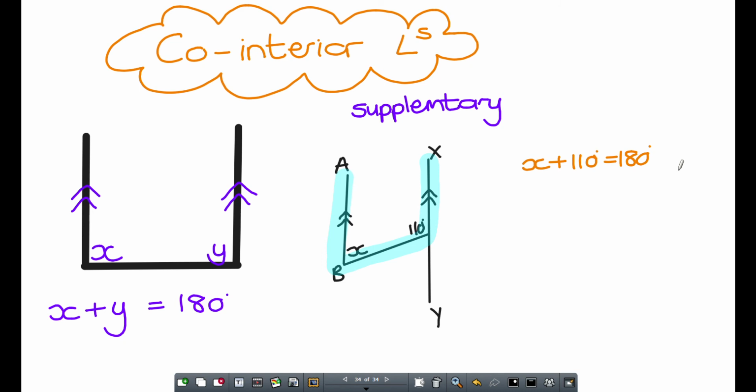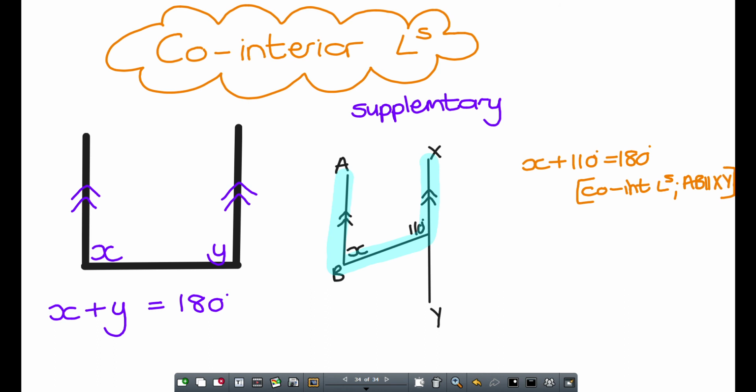Now, my reason, I haven't got space here. Let's make it a big one. So co-interior angles. No, don't write out the whole word like this. Co-int angles. And then got to state parallel lines. So AB parallel to XY.